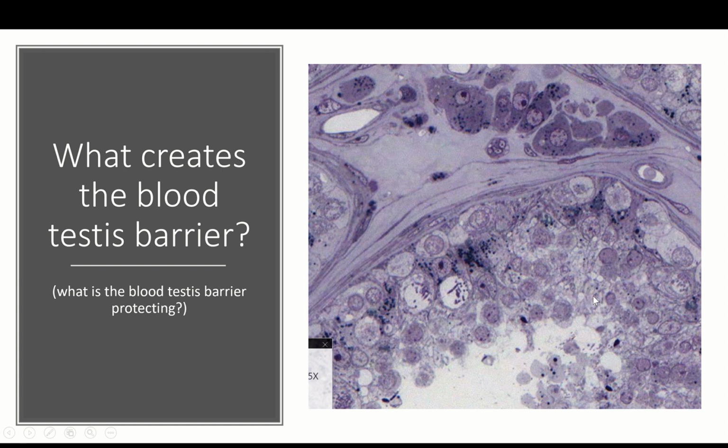So if the blood came in contact with these, it would not recognize these cells as itself. It would recognize them as foreign and attack them, and the male would never be able to produce any sperm because they'd always be dying. And so these Sertoli cells are creating this blood-testis barrier to protect these spermatocytes and these spermatids while they're undergoing meiosis from being attacked by the blood. This spermatogonia right here on the base does not need to be protected by the Sertoli cells because remember, they only undergo mitosis at this point.